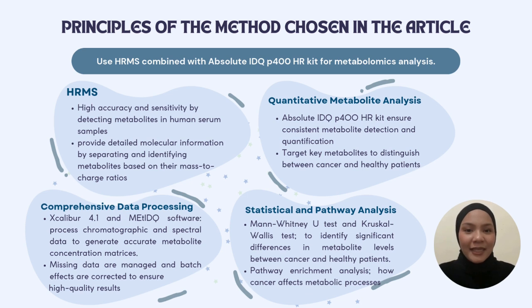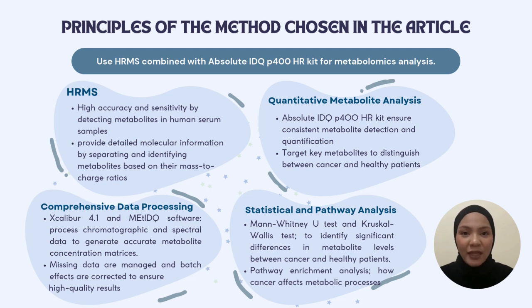The study utilizes high-resolution mass spectrometry, or HRMS, combined with the AbsoluteIDQ p400 HR kit to analyze human serum samples and identify metabolic biomarkers for breast cancer detection. The key principles include: first, HRMS technology, which detects and measures metabolites with high accuracy and sensitivity by analyzing their mass-to-charge ratios. This provides detailed molecular insights.